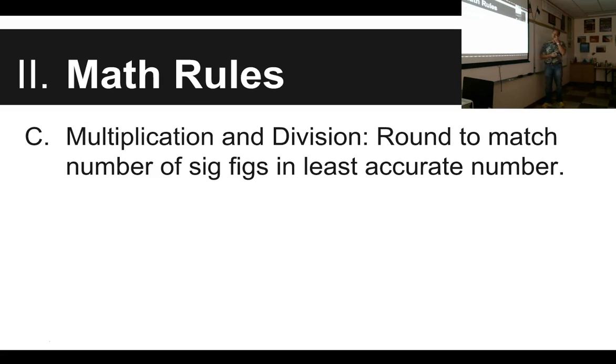For multiplication, you round to match the number of sig figs in the least accurate number. So it doesn't matter where the decimal point falls, like it does for addition and subtraction. For multiplication and division, you just round to the least accurate number that you have. So if you have 3 sig figs in your least accurate number, then you express your answer in 3 significant digits. If you had 5 significant digits, you'd express your answer with 5 significant digits. Okay, so just another example of that as well. Round to the least accurate number.